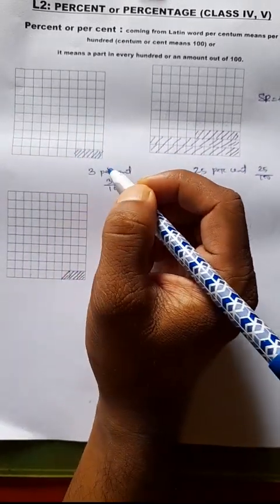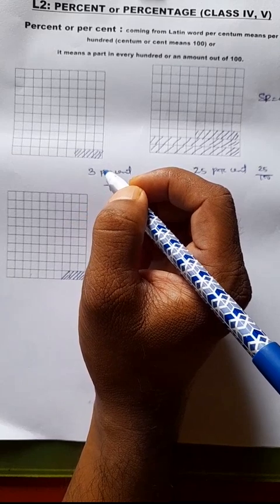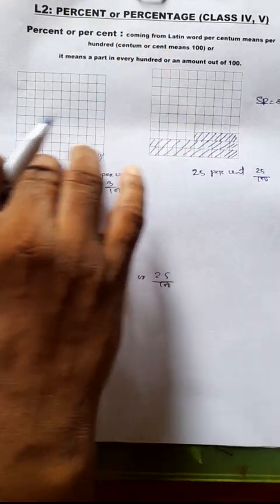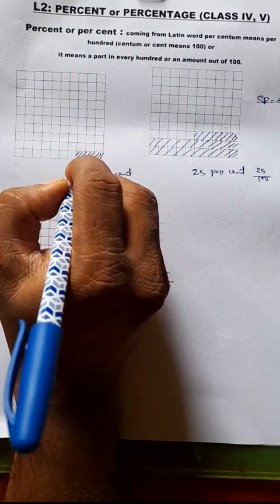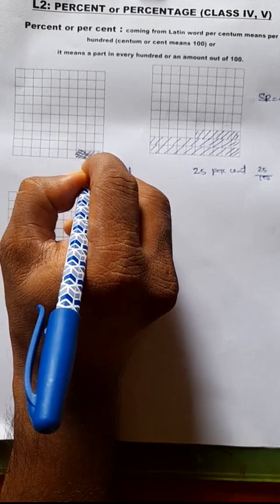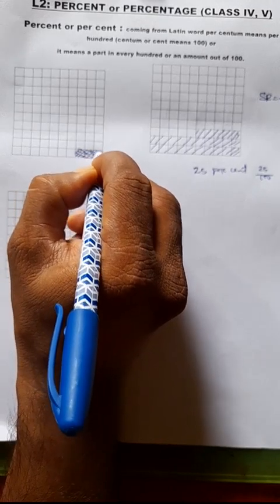So what is percentage? Percentage means part in every 100. Suppose this is a bar of chocolate. You divide this into 100 equal parts. Now if you are eating 3 portions out of these 100 parts, then we call it 3%.